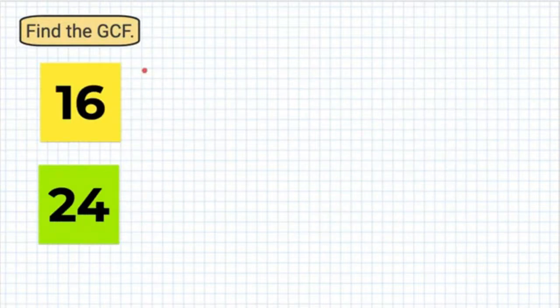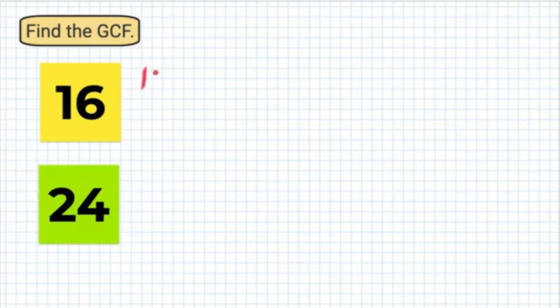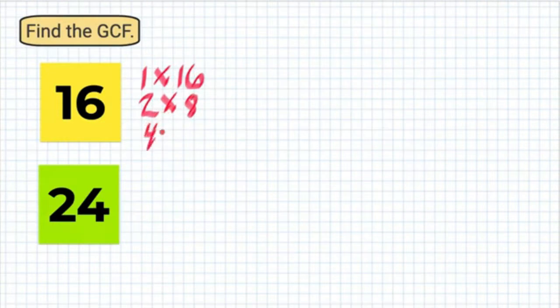Now, let's have another example. We can have here 16 and 24. Okay, let's try to think of two numbers that when we multiply, the answer is 16. We'll start with the very common, 1 and itself. 1 times 16, 2 times 8, and the last would be 4 times 4. So therefore, the factors of 16 in ascending order from least to greatest are 1, 2, 4, 8, and 16.